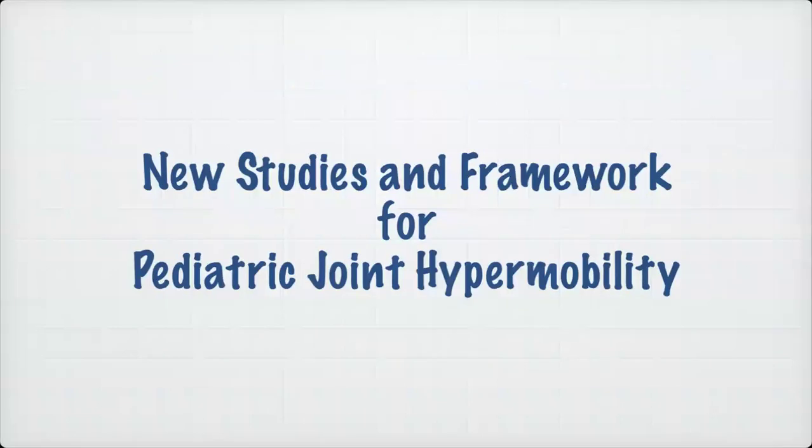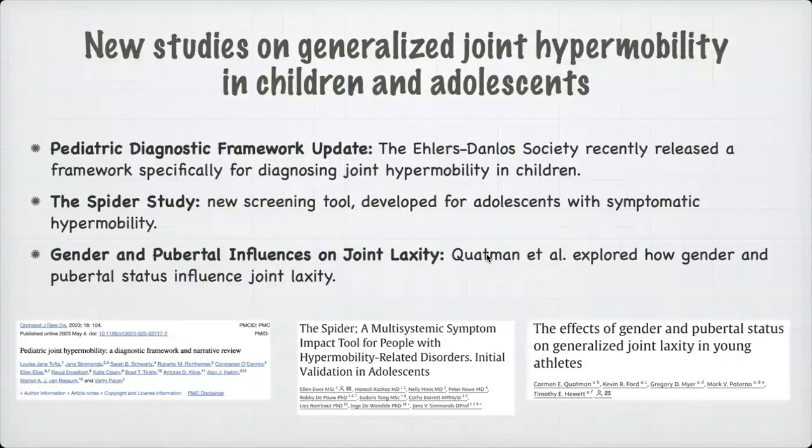Now let's take a look at the new studies and framework for pediatric joint hypermobility. We will be talking about 3 important studies. The first one, and the most comprehensive discussion, will be along the Pediatric Diagnostic Framework Update. The Ehlers-Danlos Society recently released a new framework specifically for diagnosing joint hypermobility in children. Then we will take a look at the SPIDER study. This is fresh off the press from last month, a new screening tool developed for adolescents with symptomatic hypermobility. And then we will take a look at gender and pubertal influences on joint laxity from a study by Quatman.